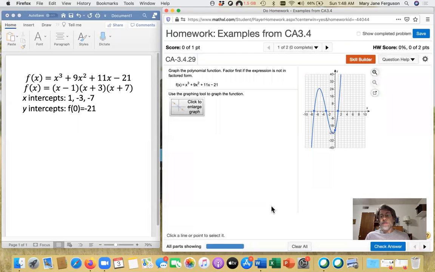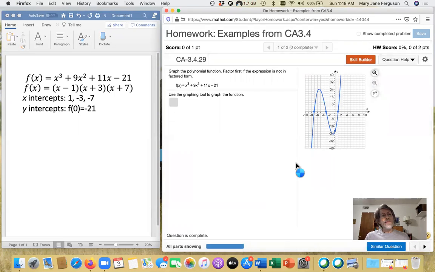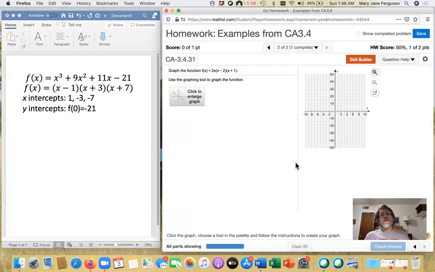Click Save, check the answer, and we got it right. So it's a very nice tool for graphing something, but it has to be a degree 3 polynomial. Let's look at one other. Notice that this function is already in factored form, so finding the x-intercepts will be no problem at all.